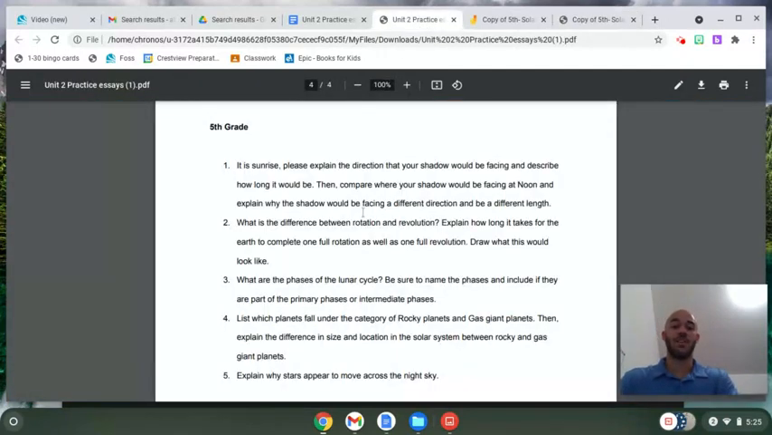Okay, final question. Explain why stars appear to move across the night sky. You should know that stars do not actually move. Remember, the Earth rotates, so as the Earth rotates, the stars appear to be moving, but really our position on Earth is moving. It's not the stars that are actually moving.